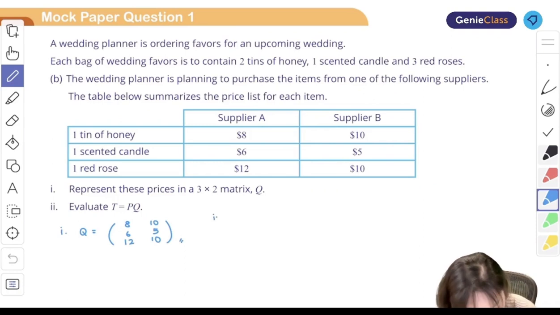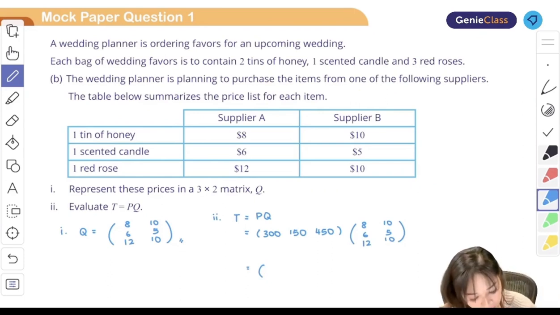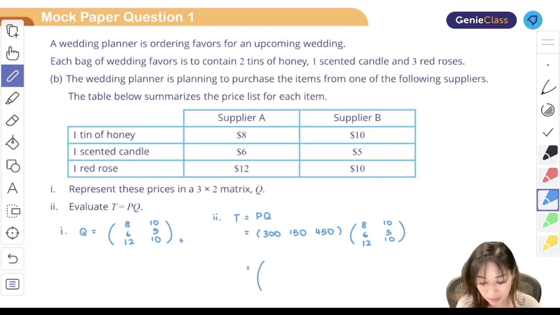Now part 2, evaluate T equals matrix PQ. So P we know is 300, 150, and 450. And then Q is this 3 by 2 matrix, so 8, 6, 12, 10, 5, 10. When you multiply these together, do I need to break it down? Maybe I just write the answer and if you don't get it, you just let me know. So we should take 300 times 8 plus 150 times 6 plus 450 times 12.